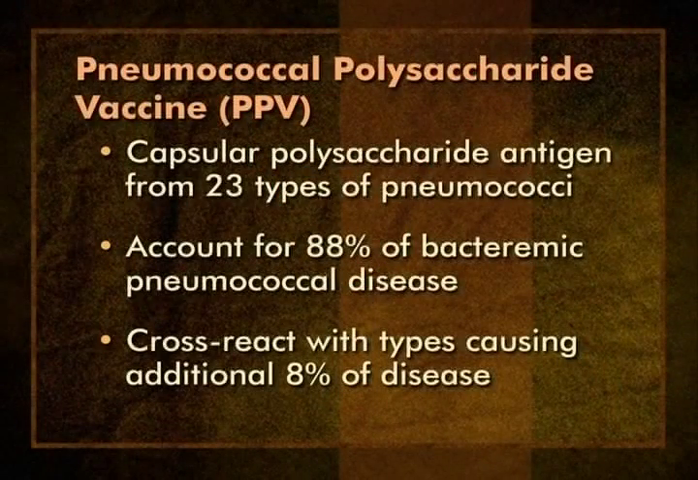It contained polysaccharide from 14 serotypes of pneumococcus. In 1983, a 23-valent polysaccharide vaccine was licensed, which replaced the earlier vaccine. The first pneumococcal conjugate vaccine was licensed in 2000. Pneumococcal polysaccharide vaccine contains purified capsular polysaccharide antigen from 23 types of pneumococci. These 23 serotypes account for 88% of bacteremic pneumococcal disease and cross-react with types causing an additional 8% of disease.